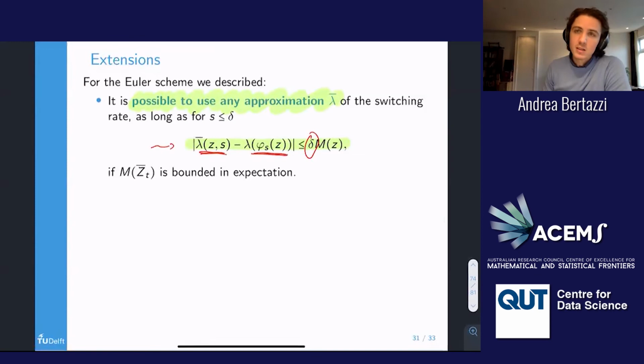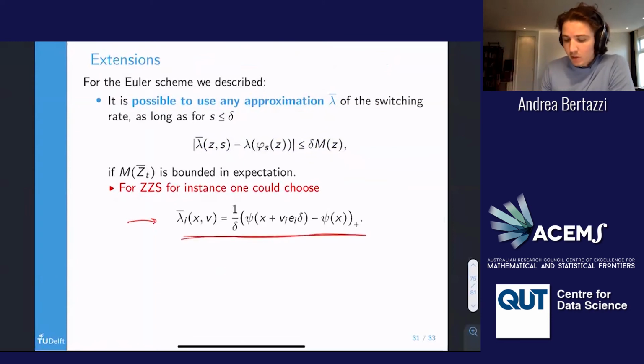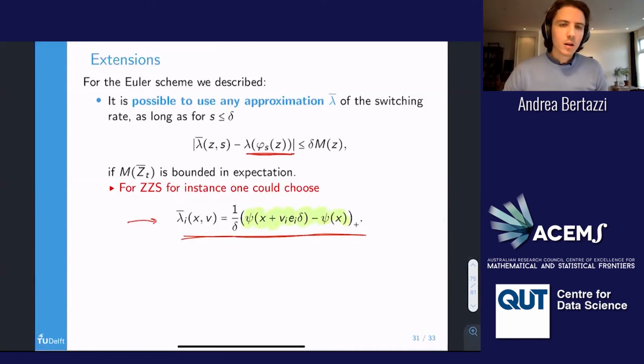This is all we need. Any lambda bar that satisfies it is a possible approximating switching rate. And in particular, why this is important is that if you think about zigzag, if you remember, we had a partial derivative of the potential inside of the expression of lambda. What we can do is use a finite difference scheme to approximate the partial derivative of the potential. And this will then take this form. And this is an order delta approximation of this term in the case of zigzag. Therefore, we obtain a gradient-free approximation of the zigzag process. Because we don't need derivatives anymore, we can just use the finite difference scheme. And I think this could be quite interesting, because computing the gradient can be very expensive on a computational level in difficult models.